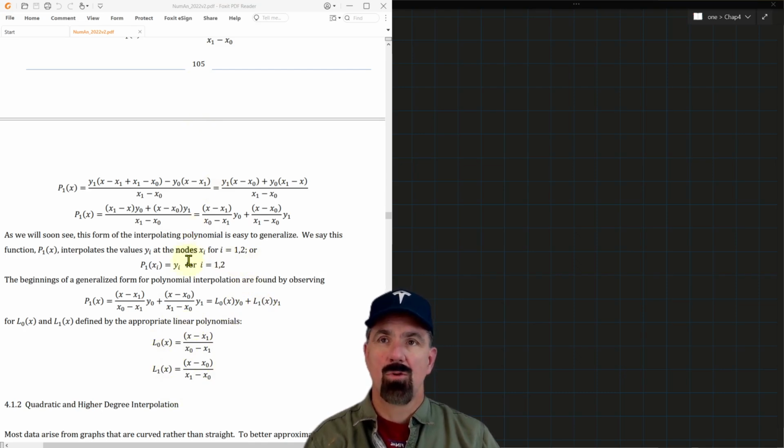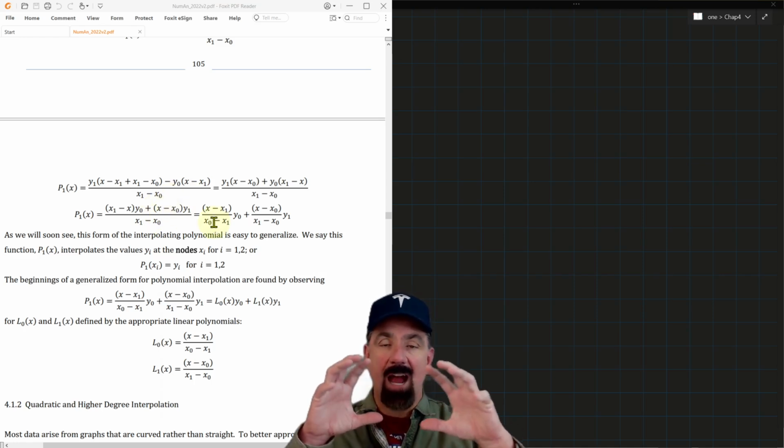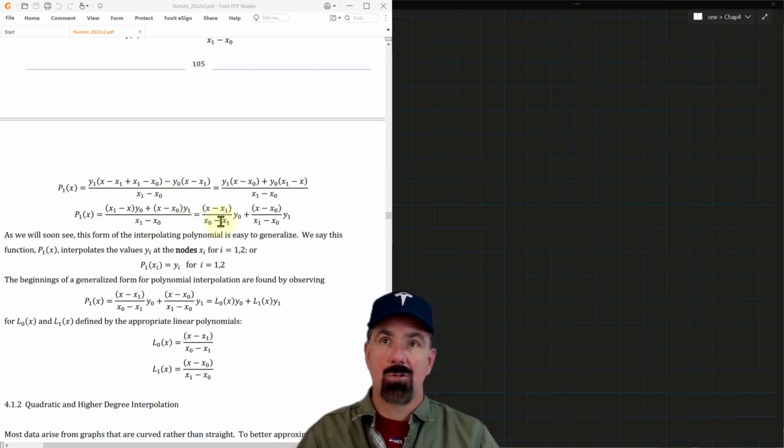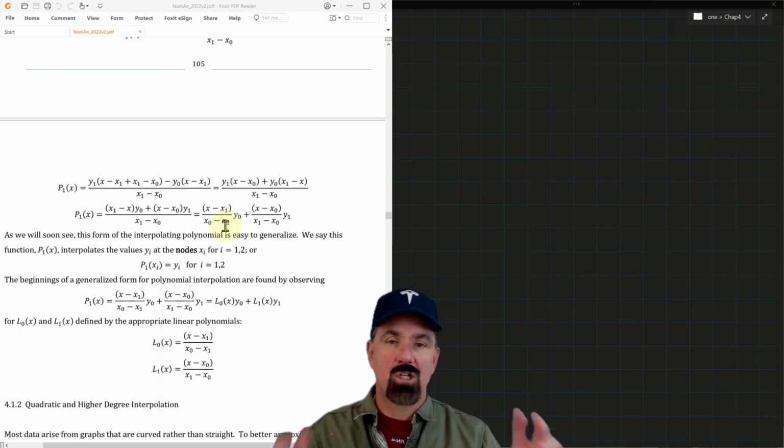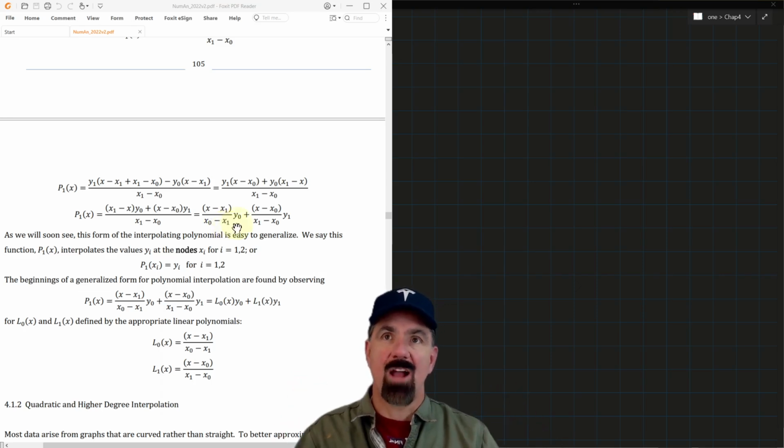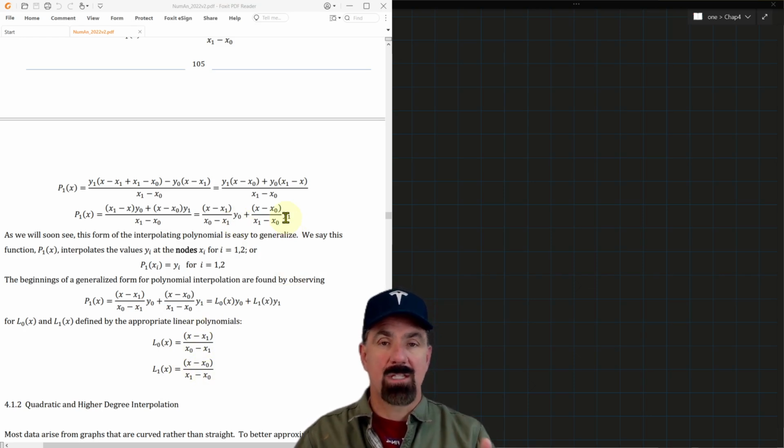So you just want to look through this and see how just a little bit of algebra can take the line that we have and break it apart into two sections here that are weighting the different y values. So this Lagrange interpolating polynomial is weighting the y naught value, while this one is weighting the y1 value. And that's something that we're going to see through the rest of this section.